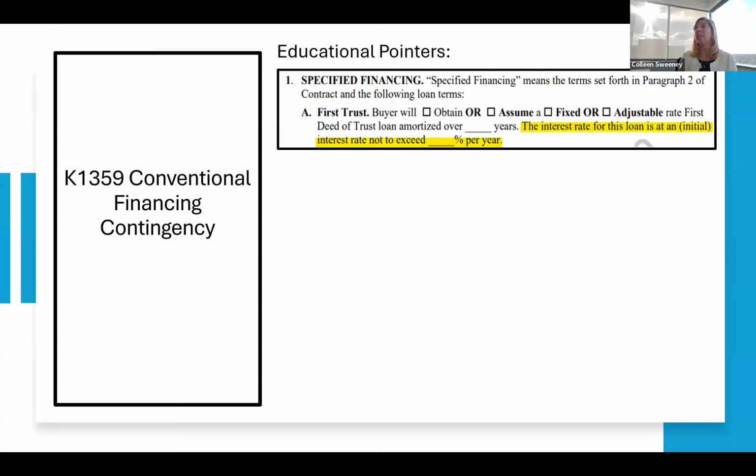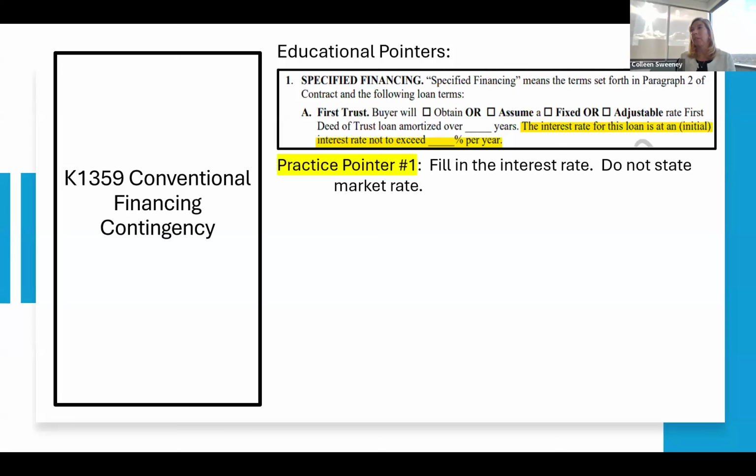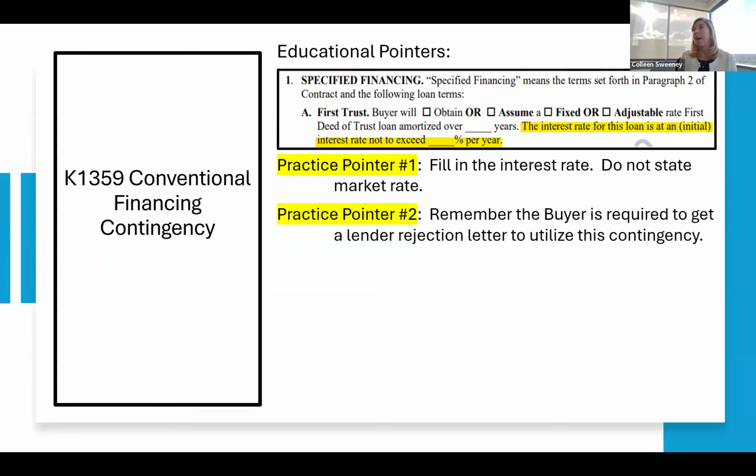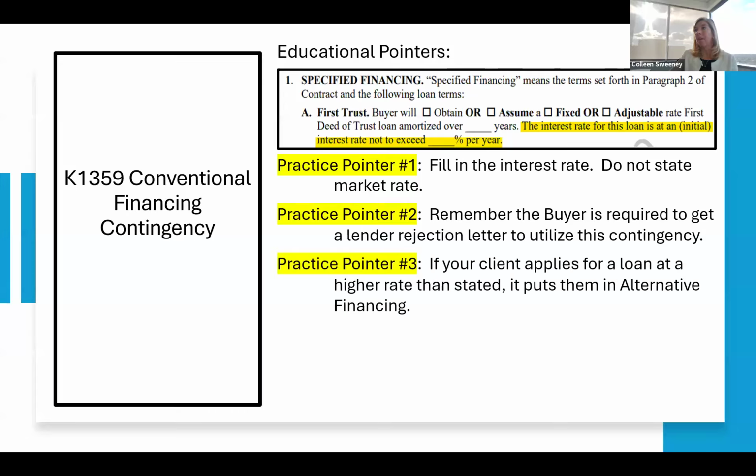So I want to just point out that this is something that is often explained to buyers in a way that is not accurate. So remember, in paragraph 1 of the specified financing, the interest rate for this loan is at an initial interest rate not to exceed blank % per year. And so I'm going to give you some practice pointers here. Fill in the interest rate. Do not say the market rate, okay? Remember, the buyer is required to get a lender rejection letter to utilize this contingency. There needs to be some parameters there, all right?